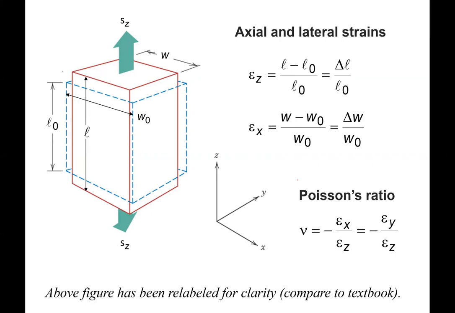Okay, so let me go ahead and first correct this slide. This should say sigma. The font got messed up here and called it S. So again, we're going to have a sample that we've pulled on. We're originally at L0, and we stretch it to L here in a tension test. We know that we can define our strain in the direction of pull. We're going to now be more specific and call that the Z direction. So that axial strain is again just the change in length over the original length, right?